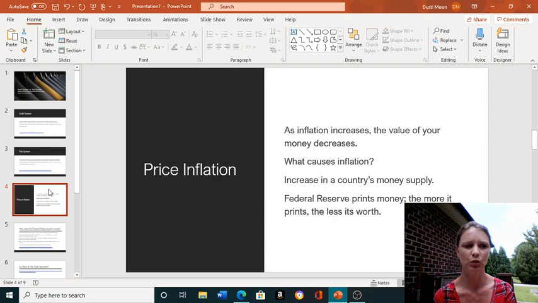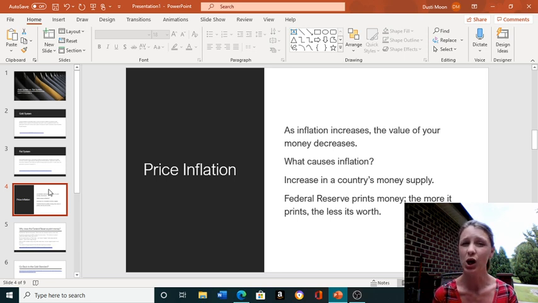Okay, so let's talk about inflation. So everyone's heard about inflation. Okay, so price inflation. As inflation increases, the value of your money decreases. So therefore, your $1 bill is not necessarily worth $1. And there's a lot of different factors that go into what your money is worth, from the strength of the economy to if you were to go to Europe or Britain and trade the dollar for the euro, how that works.